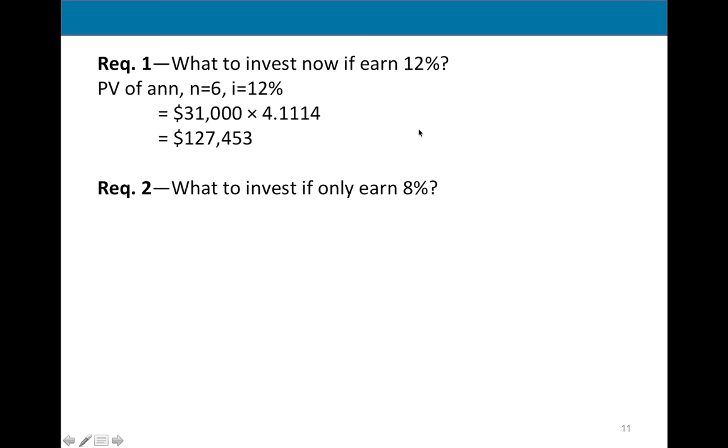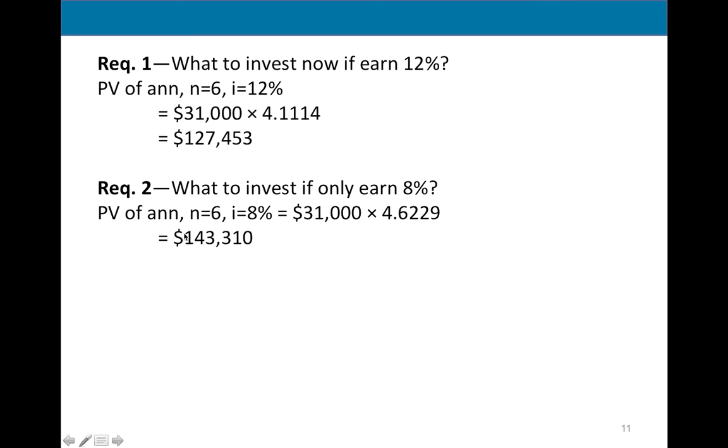What if she can only earn 8%, instead of 12%? She can invest her money only at 8%. What would be happening with the present value of annuity? Would it be higher or lower? Pause and think. If the interest goes down, then the amount she has to invest has to go up, because the money is not earning as much as in the first example.